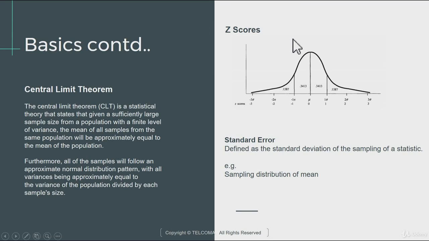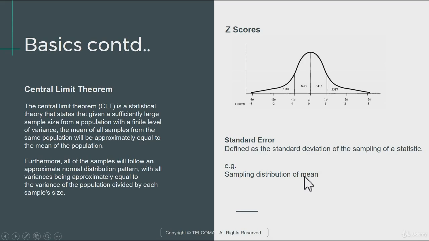So that's the z-score. Similarly, we have another important statistical measure called standard error. Standard error is defined as the standard deviation of the sampling distribution of a statistic. I know this might sound a little confusing, so let me give an example. Let's say the example over here is the sampling distribution of the mean.